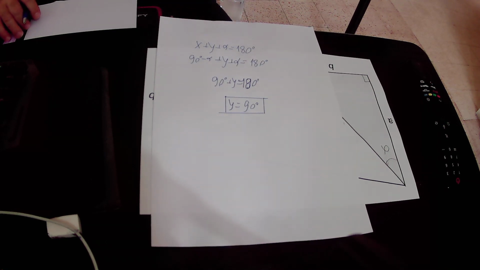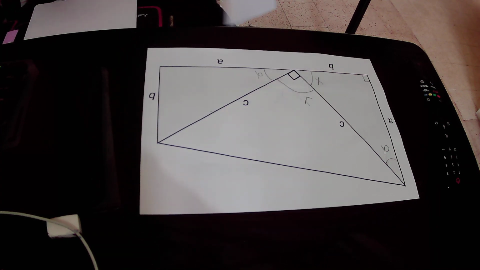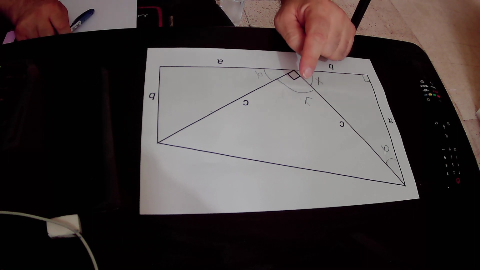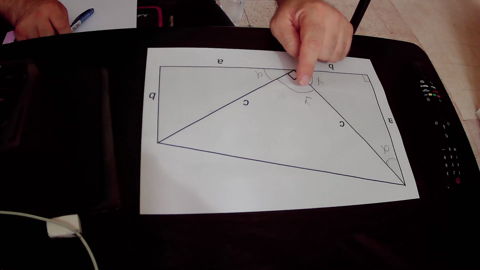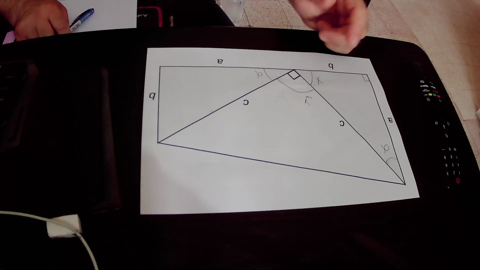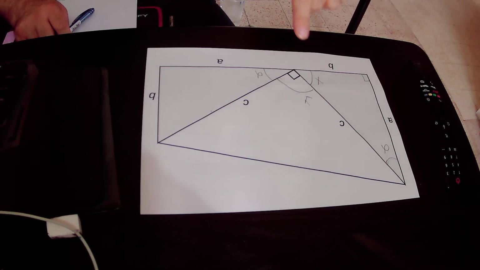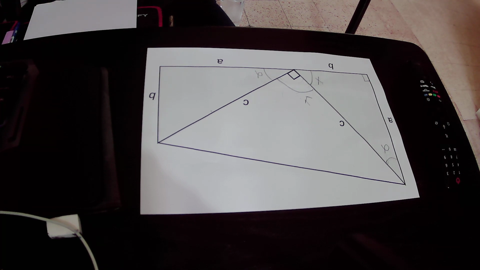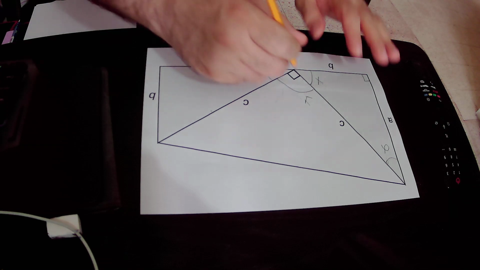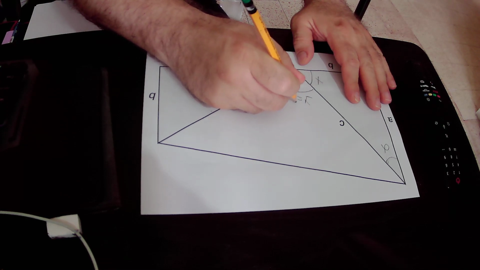Okay, y is equal to 90 degrees. So we know that this angle is a right angle. So the middle triangle is a right triangle, and this angle is a right angle. Okay, so we can write here that y equals 90 degrees.